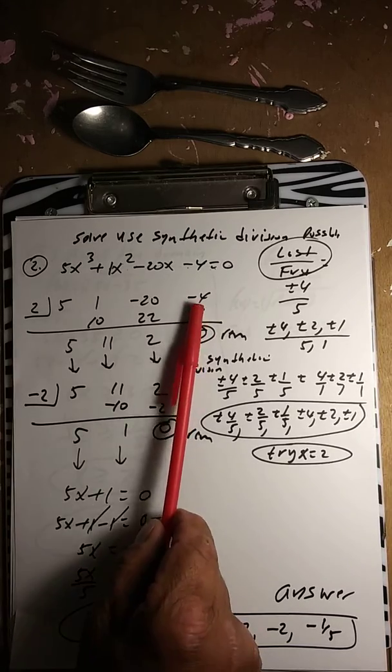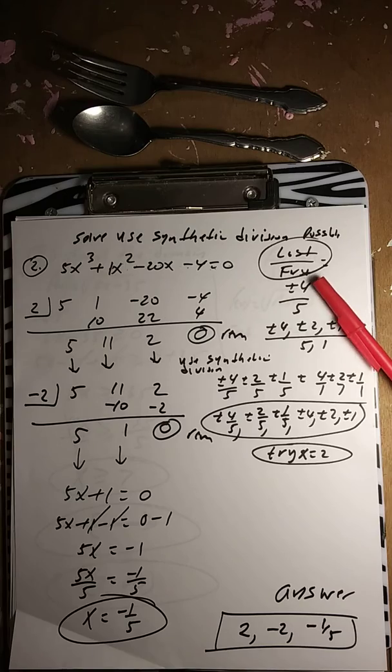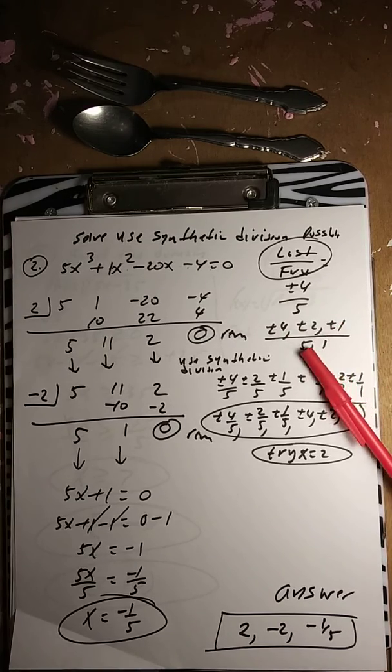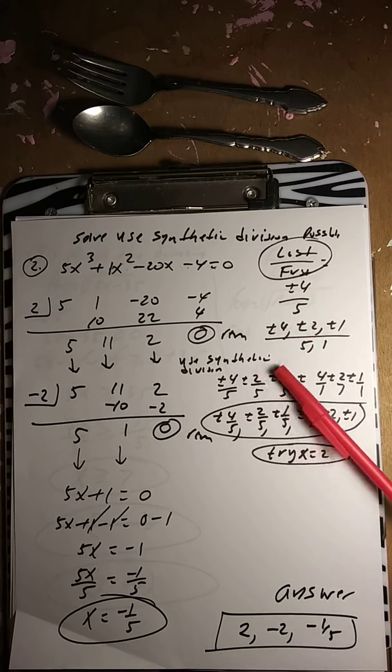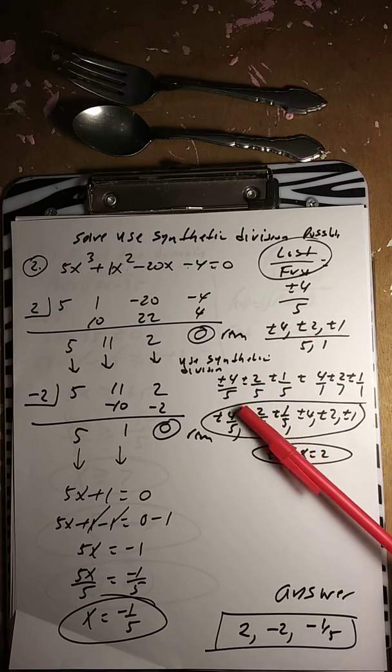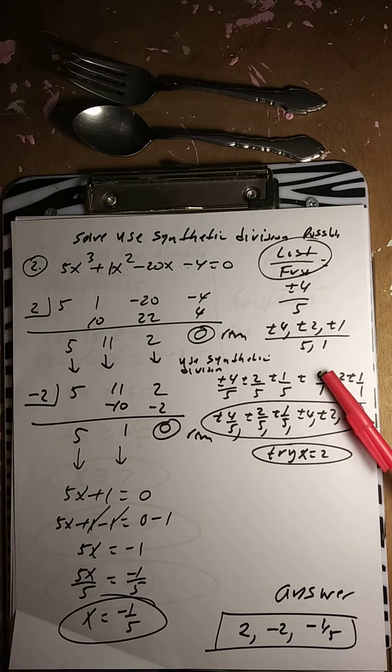So look at the last number, look at the first number. The possible numbers are plus or minus factors of 4 over factors of 5. All the factors of 4 are 4, 2, and 1, and 5 and 1. Put them over as fractions. So this becomes 4/5, 2/5, 1/5. But 4 over 1 is 4, 2 over 1 is 2, and 1 over 1 is 1.